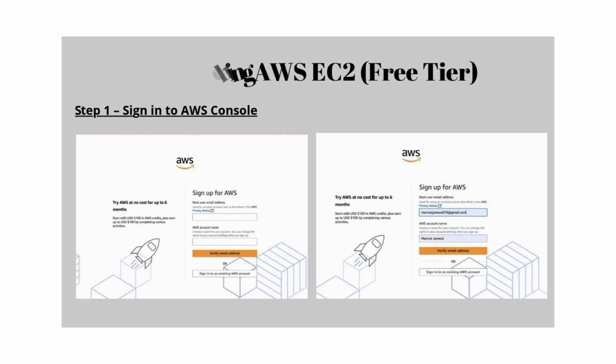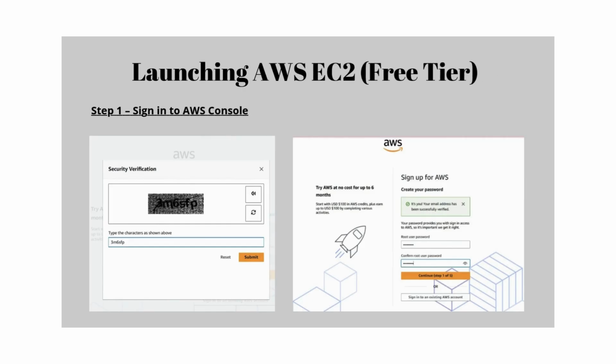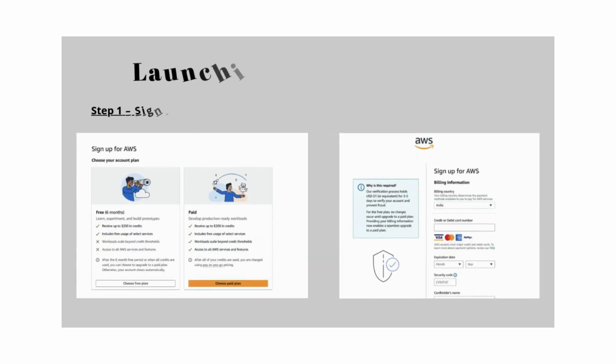After that, we have to complete the security verification, the captcha that is provided. After that, we will create our password, then confirm it. By confirming it, we'll go to the next step, which is signing up for AWS, where we have to provide contact information like full name, phone number, country, address, city, state, postal code, and then we'll agree to the terms and conditions.